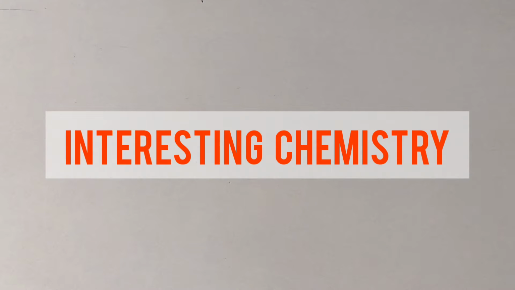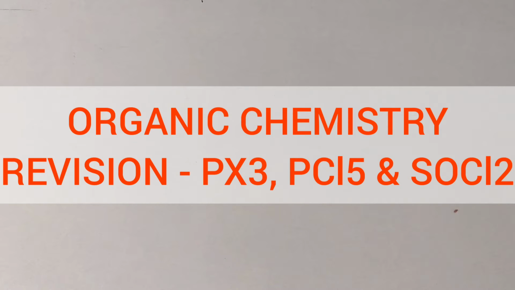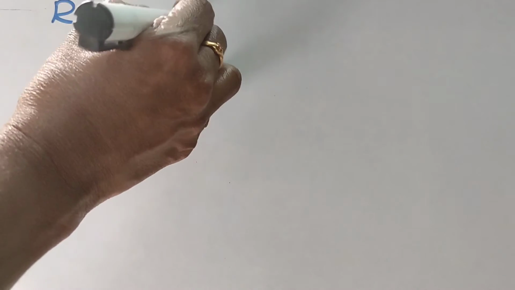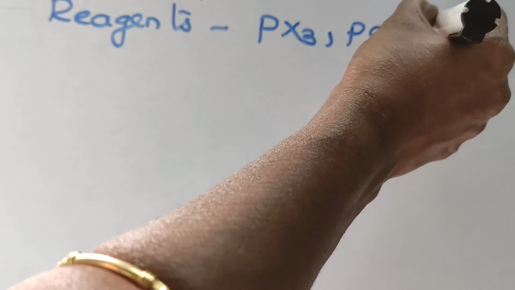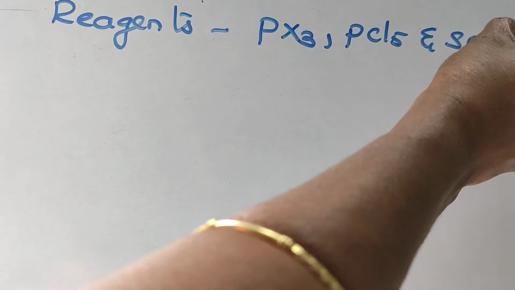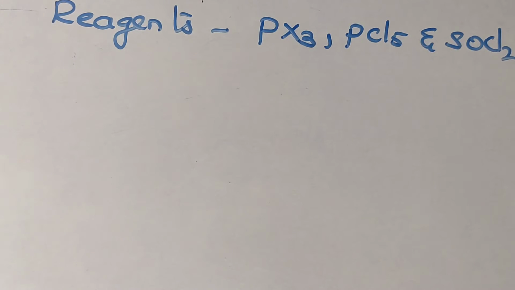Let us continue organic chemistry revision based on reagents. In the first session, we have seen Lucas reagent. In this session, we are going to see three reagents together: PX3, PCl5 and SOCl2. These three reagents we are going to see today.